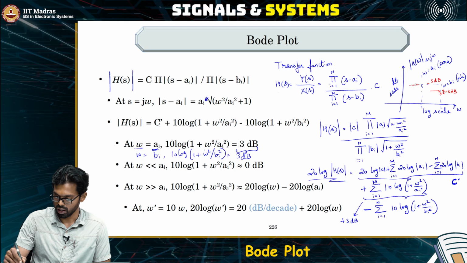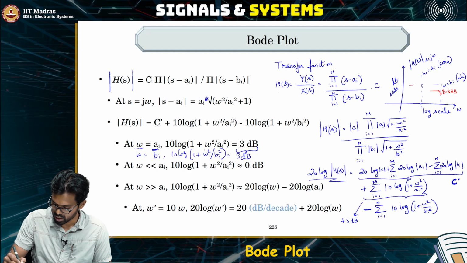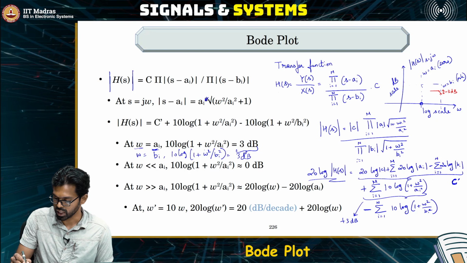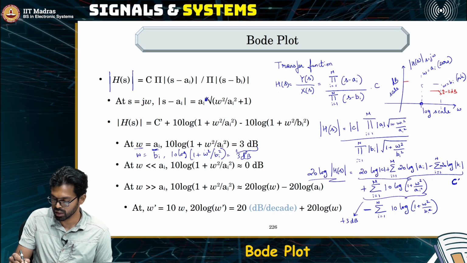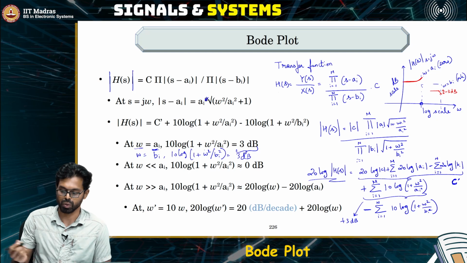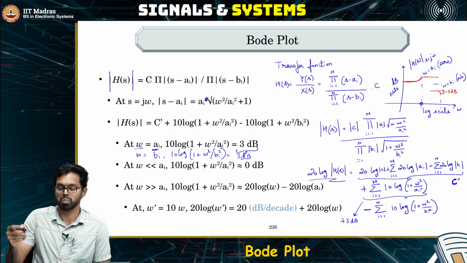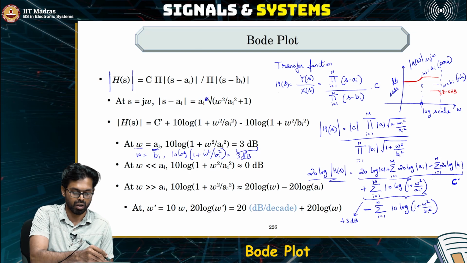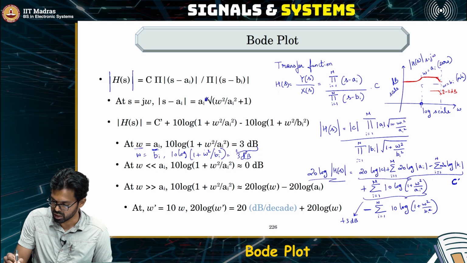So if we knew that there existed a zero at this point, and our transfer function looked something like this to start with, then by the time it reaches the zero, there should be an increment of 3 dB. And when it reaches the pole, there should be a decrement of that 3 dB. So what happens to this function by the time it reaches the pole? It falls down by 3 dB.